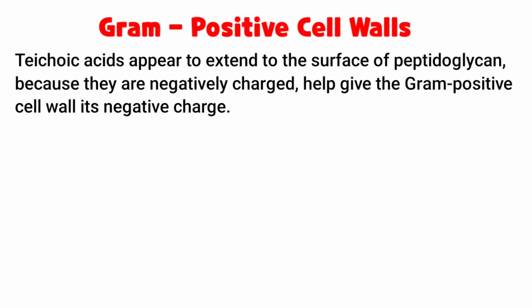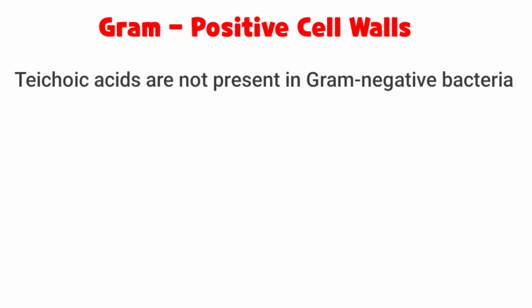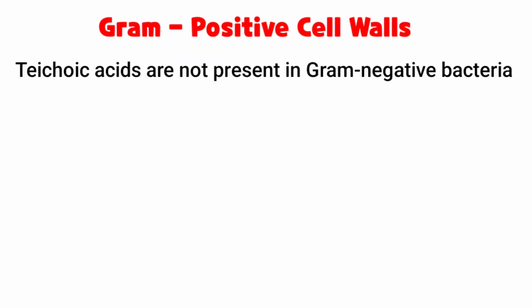Teichoic acids appear to extend to the surface of the peptidoglycan, and because they are negatively charged, help give the gram-positive cell wall its negative charge. The function of these molecules is still unclear, but they may be important in maintaining the structure of the wall. Teichoic acids are not present in gram-negative bacteria.